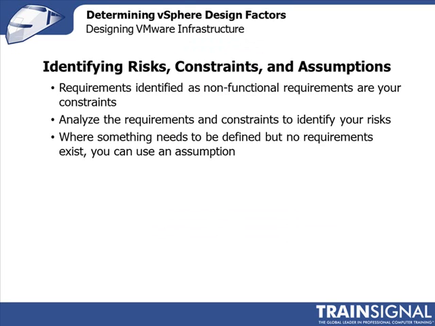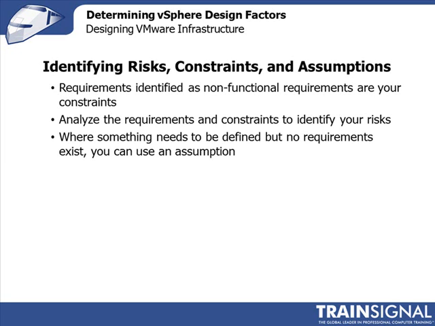By separating out your non-functional requirements, these become your constraints because they constrain the options that you have in satisfying the functional requirements. You take the non-functional requirements or your constraints and your functional requirements, and then you compare those and analyze those to see if they present any risks. You might also identify any other risks that are evident from the information that you've gathered.